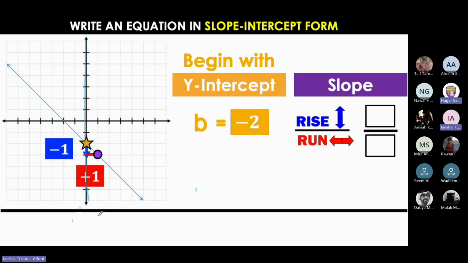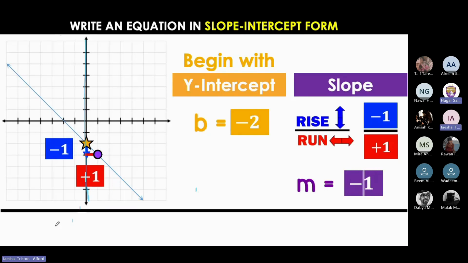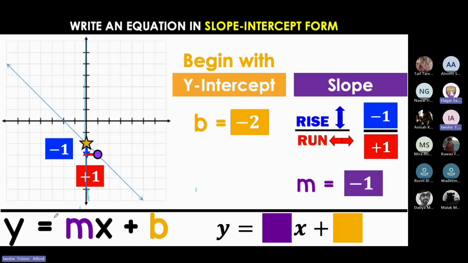Now, rise over run. What's the rise number? -1. And the run number? +1. Divide. -1. Good. So you have a number for b, you have a number for m. Now you can use slope-intercept form, y equals mx plus b. What's the equation? Y equals -1x plus -b.